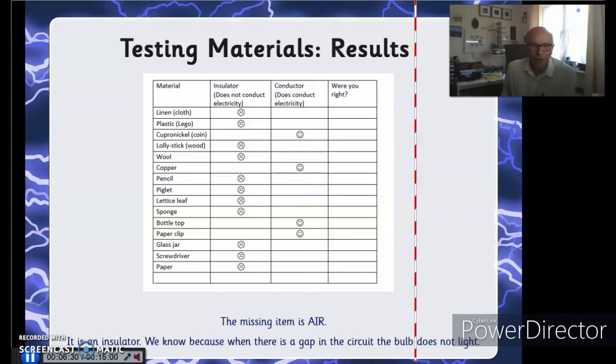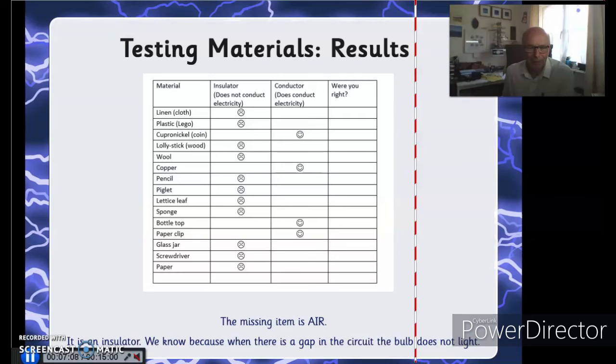So we should have found that the cloth, the Lego, the lolly stick, the wool, the pencil, Piglet, the lettuce leaf, the sponge, the glass jar, the screwdriver and the paper did not conduct electricity. They are all insulators. Whereas the coin, the copper, the bottle top and the paperclip did conduct electricity. So they are conductors. Wonder, can you see something that they all share, something they have in common?